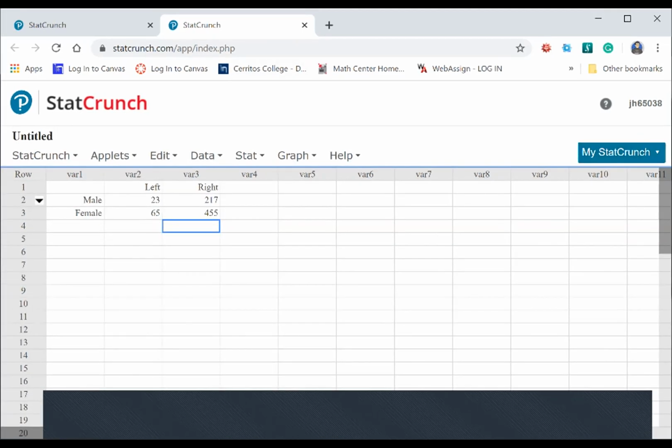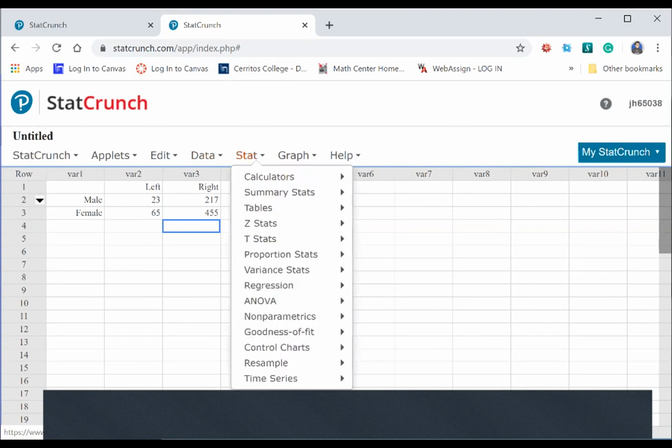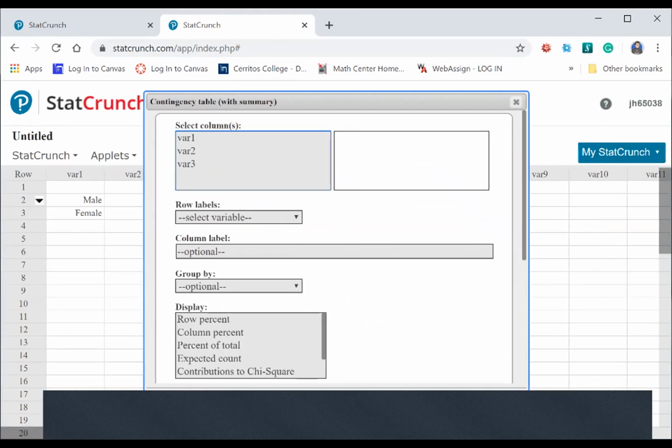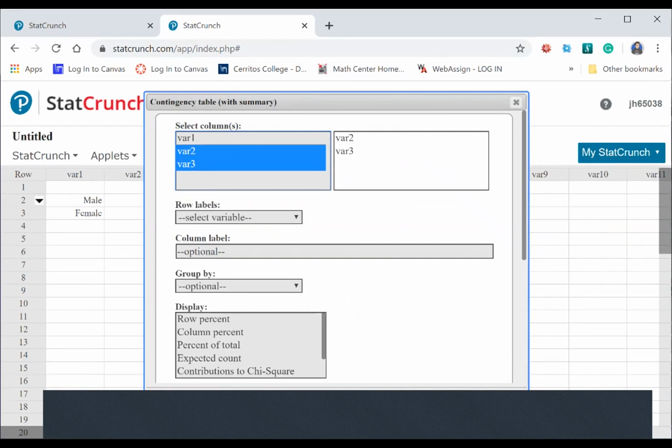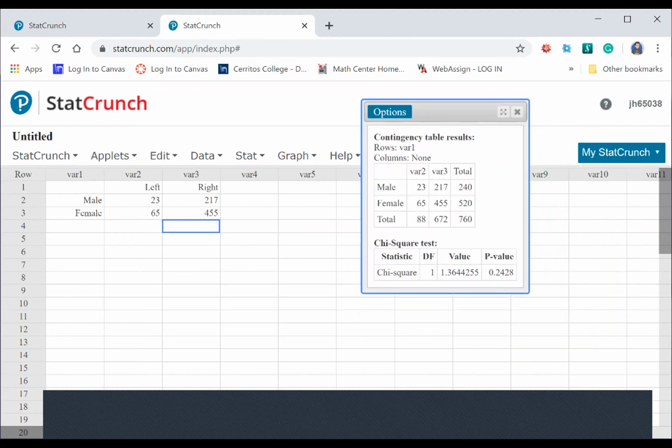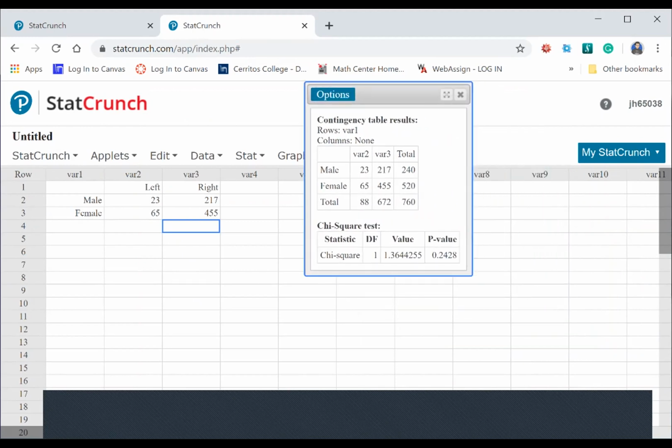And so I want to go to stat, tables, contingency table with summary. Select var1 and var3. Select my var1 as my rows and compute. Let's see what we got here. Does that give me the same amount as I got before? Yes, it does. Hallelujah. Praise the Lord. And that's it.